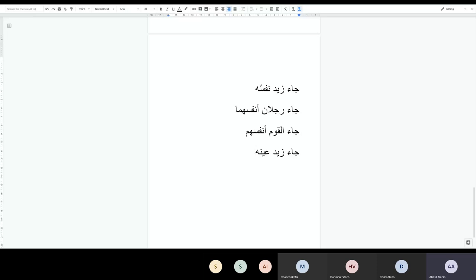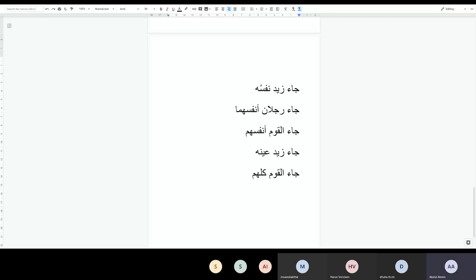Now, another one is kul. The function of kul is slightly different. It is to show that the fi'l has happened in its entirety. Akaltu al-raghifa kullahu. Or you can say Ja'al qawmu kulluhum.